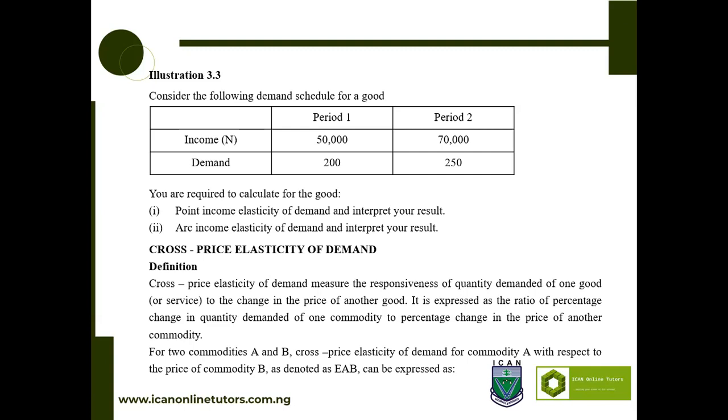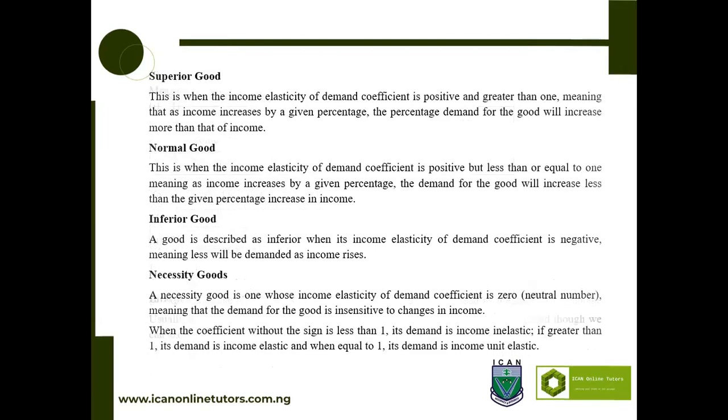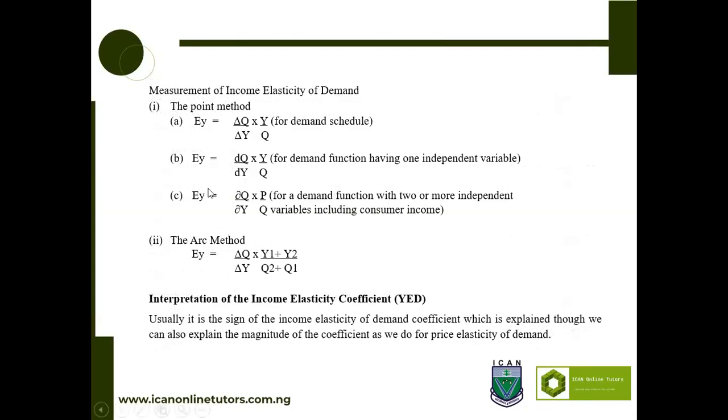So let's take a look at the second method, which is the arc income elasticity of demand, and its interpretation. Using the arc method, which represents the percentage change in quantity divided by the percentage change in income, multiplied by Y1 plus Y2 divided by Q2 plus Q1. So let's illustrate this, the arc method.